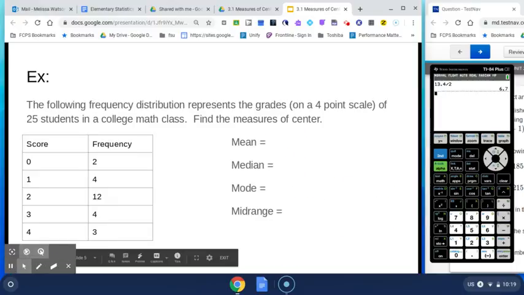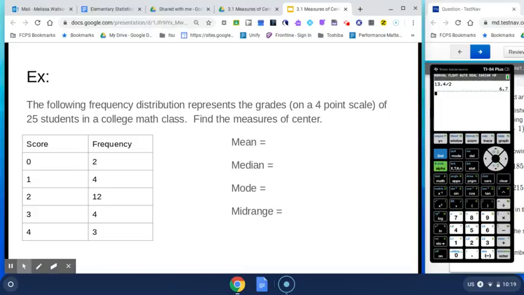All right, this next example is a frequency distribution. It is representing the grades on a 4-point scale of 25 students in a college math class. Again, we're going to find the measures of center. But first, we need to understand how to read this frequency distribution. So the first score is a 0, which would correspond to a grade of F. And we see that the frequency is 2. So this means 2 students in the class scored an F, or a 0.